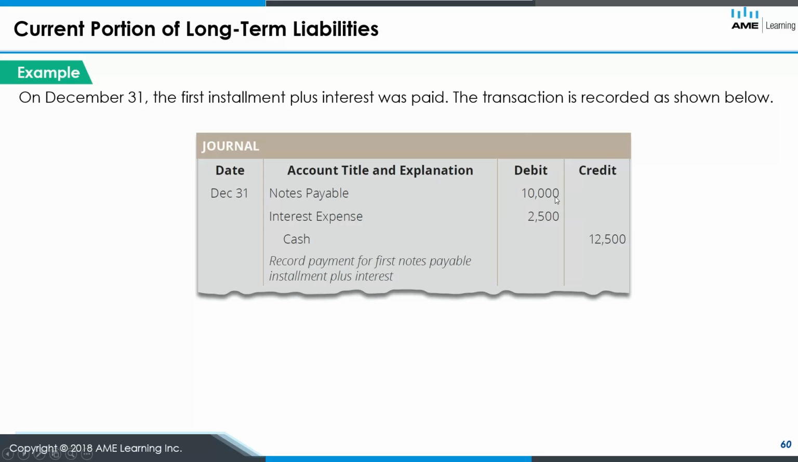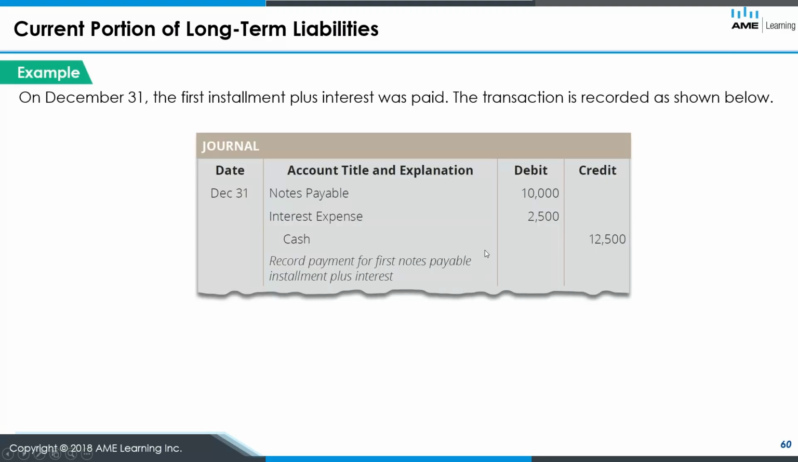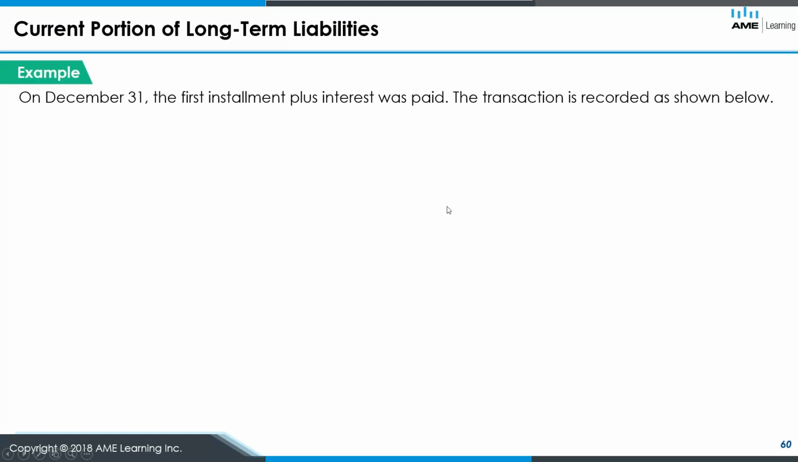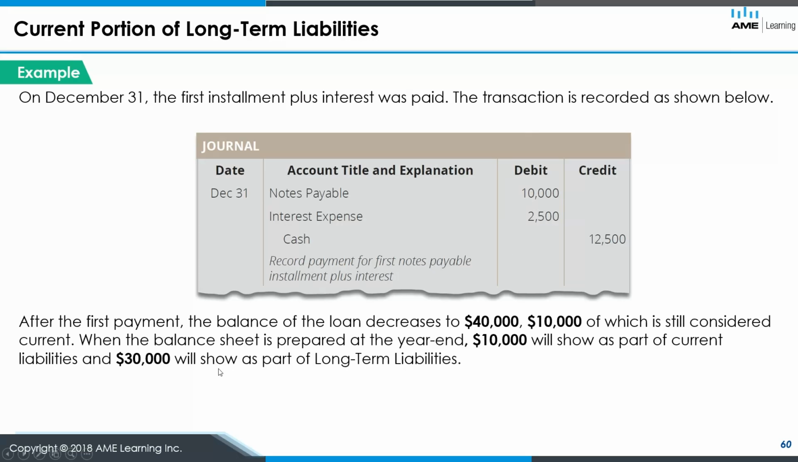Then on December 31st, the first installment plus interest was paid, and we can see that transaction here. We're paying this over 5 years, so the principal is just 50,000 divided by 5. Then the total amount, 50,000 times 5%, means that we owe $2,500 of interest at that first payment for a whole year. Something important to keep in mind is that the principal, the outstanding balance of the loan, now that we've paid back $10,000, is going to reduce down to $40,000.